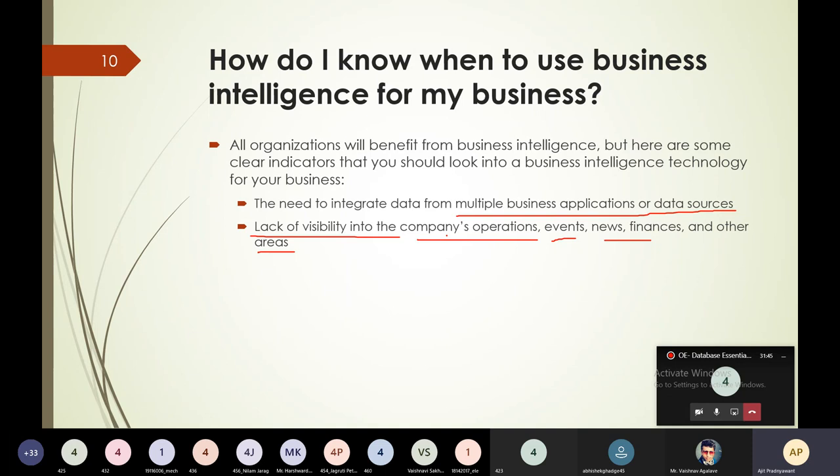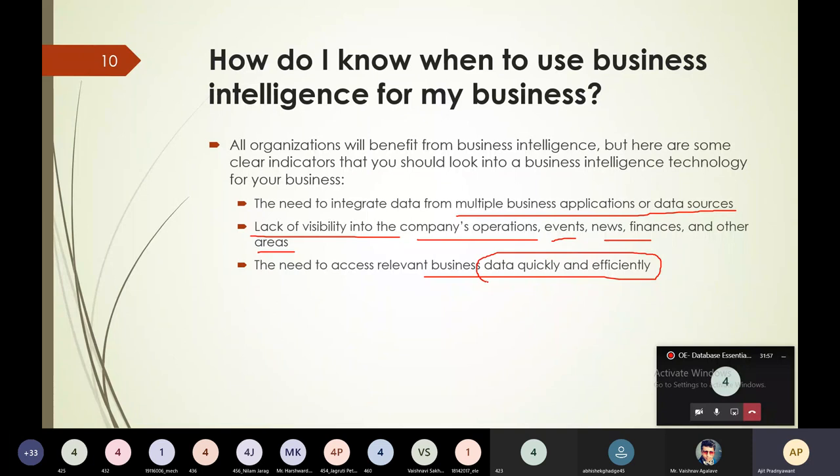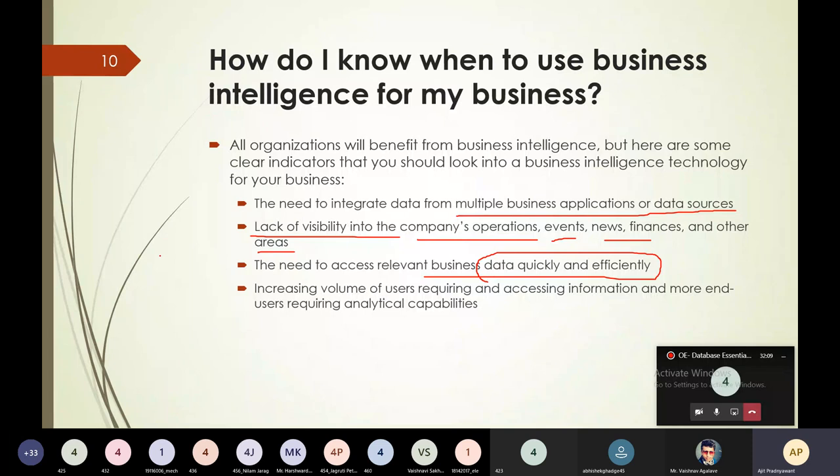Next is the need to access relevant business data quickly and efficiently. In your business, for quick and efficient data retrieval, we can make use of business intelligence. Next is increasing volume of users requiring and accessing information, and more end users requiring analytical capabilities. In that case also, this is a clear indication that you need to go for business intelligence.